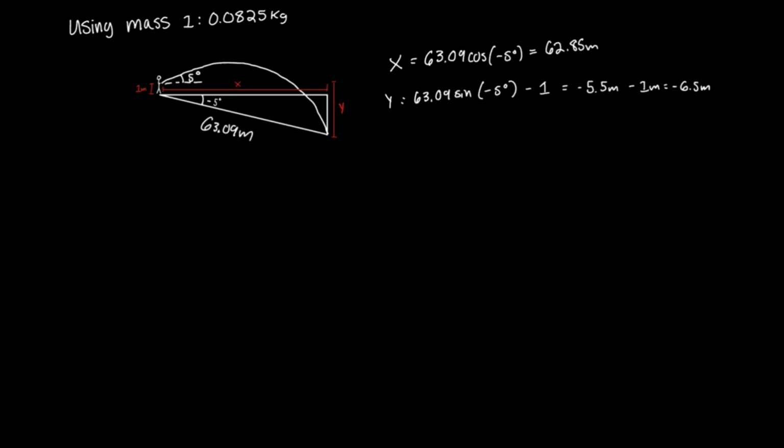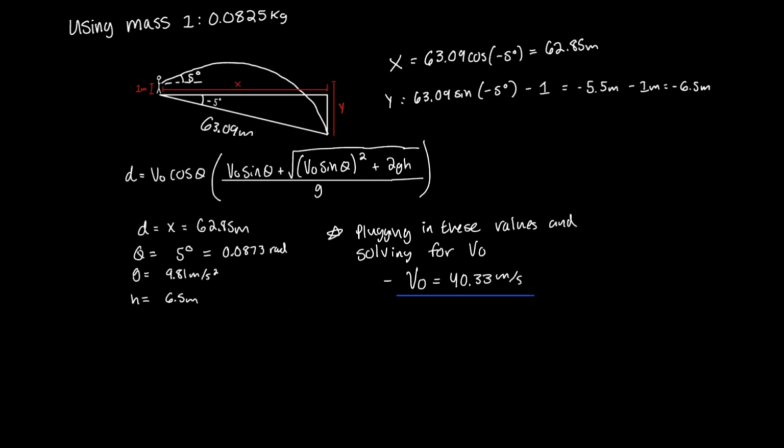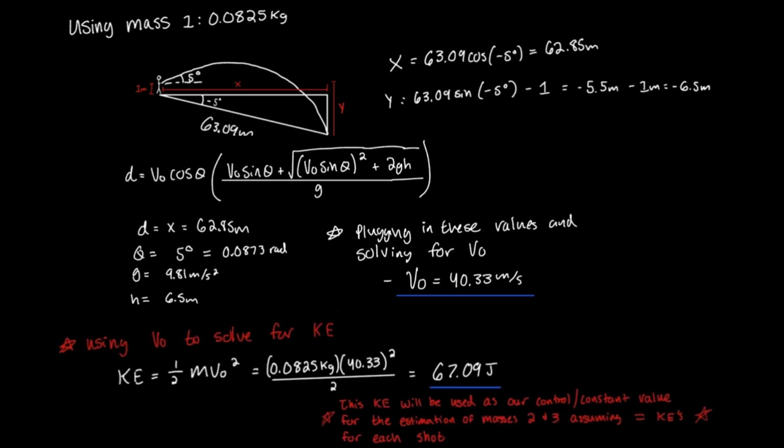We have this equation, which is seen here, and it can be used to find the initial velocity. Plugging in our numbers, we get 40.33 meters per second. And assuming that each mass is shot with the same energy, we can find energy by plugging it into the 1/2 mv squared equation, kinetic energy, and that gives us 67.09 joules.